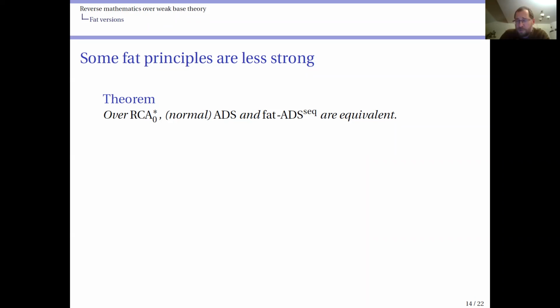So to our surprise, it turns out that this weaker version of ADS that we call normal is equivalent to this version that says for every linear ordering, you've got a full cardinality increasing or full cardinality decreasing sequence in the ordering. I won't have time to go over the proof in detail, but I'll discuss the idea briefly.